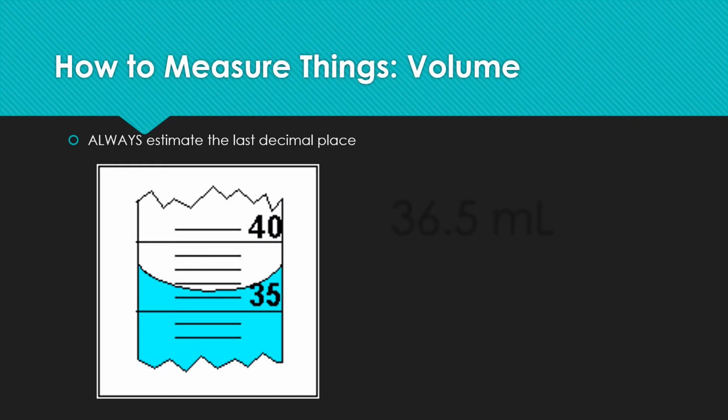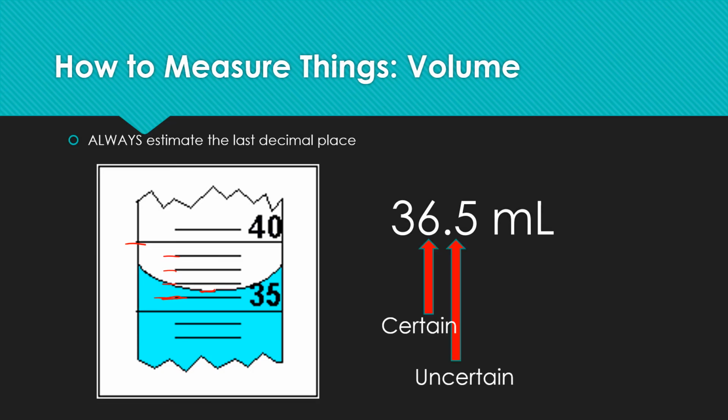So notice how the scale changes. Each line is actually a ones place. So this is 36, 37, 38, 39, 40. So this is definitely above 36, but it's kind of right in the middle, so it'll be 36.5. And the 36 you were absolutely certain of, and that last one, the 0.5, is the one you had to give your best guess.